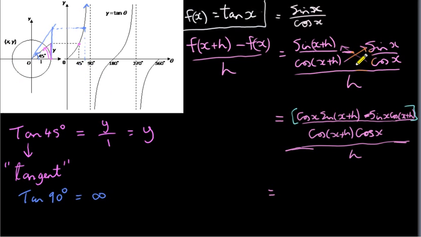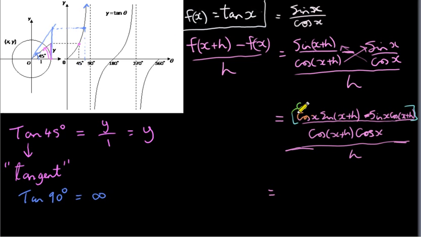Now, as it stands, if we were to take the limit as h tends to 0, we'd get 0 over 0. You can check that yourself. If you let h go to 0, you'll actually get tan x minus tan x, which is 0 over 0. That's indeterminate. So we need to consider an identity for what's on top here.